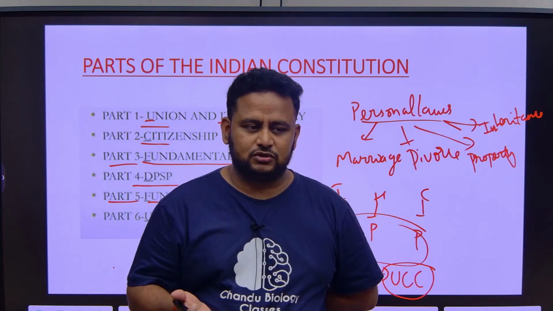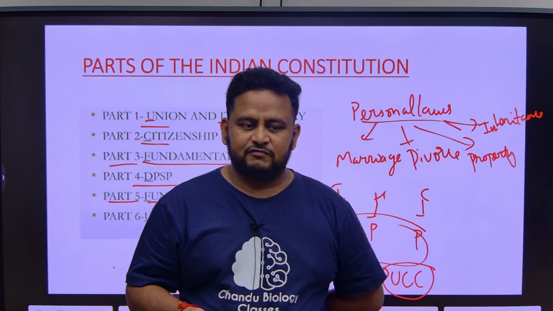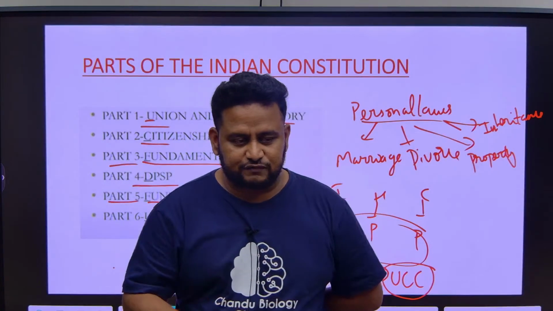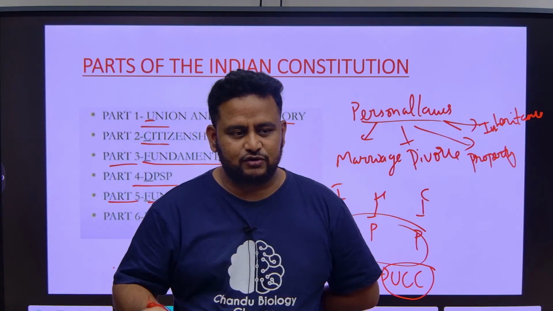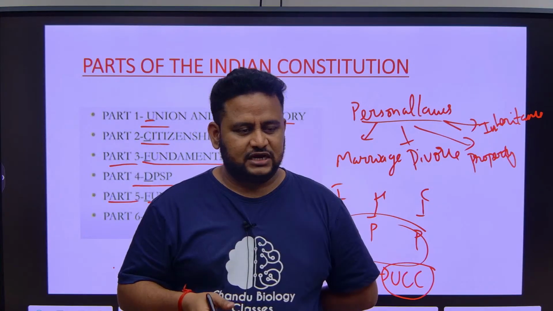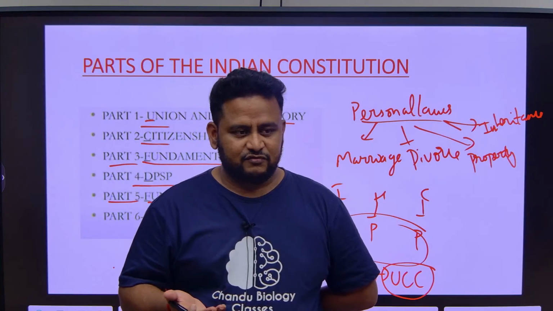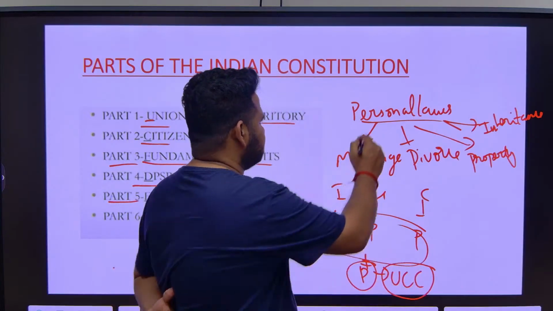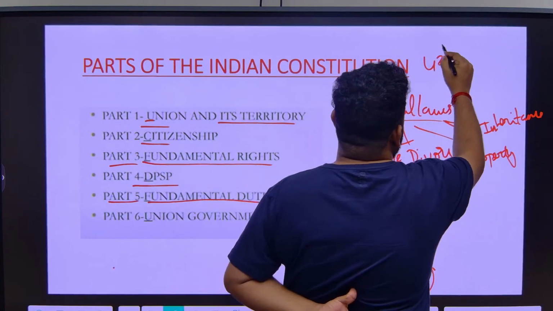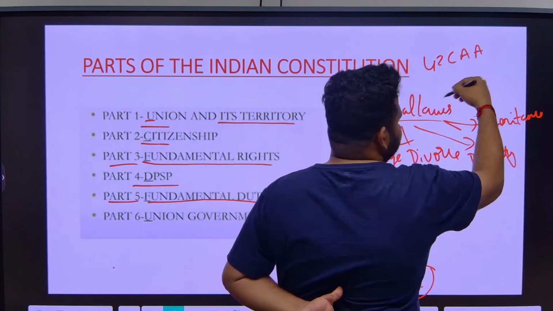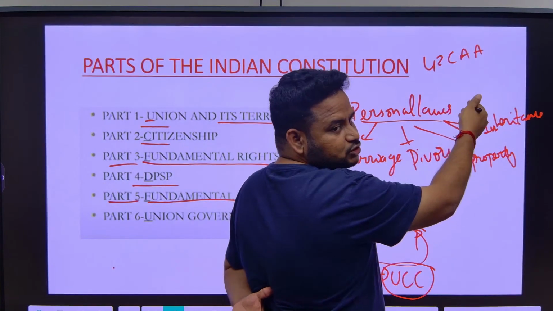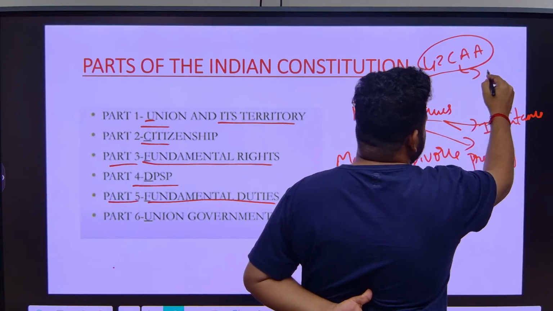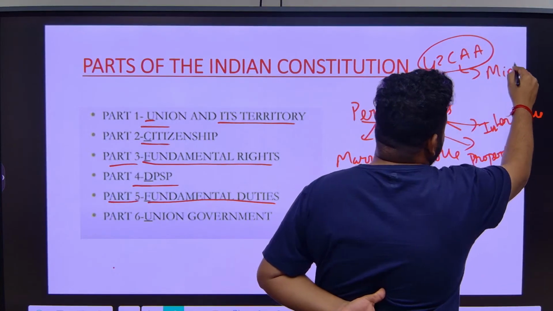I told you the 42nd amendment is also called what? Mini constitution. Good. So, there can be a question: which of the following amendments is also called mini constitution? They can use 42nd, 24, 44, 52nd. The answer is 42nd. The 42nd constitutional amendment is also called mini constitution. I will write it down so that you remember. CAA means constitutional amendment.